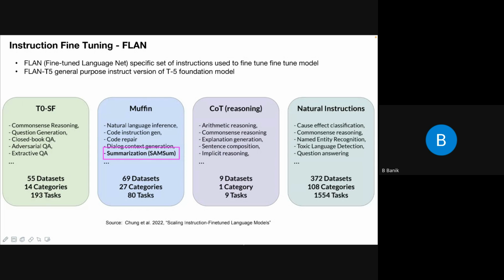I need to check, but yes, each of those has categories. Muffin has 27 categories. I'm just trying to understand which are those categories. Okay, so the paper is below, named Scaling Instruction-Finetuned Language Models. Okay, I'll check it out. Thank you.